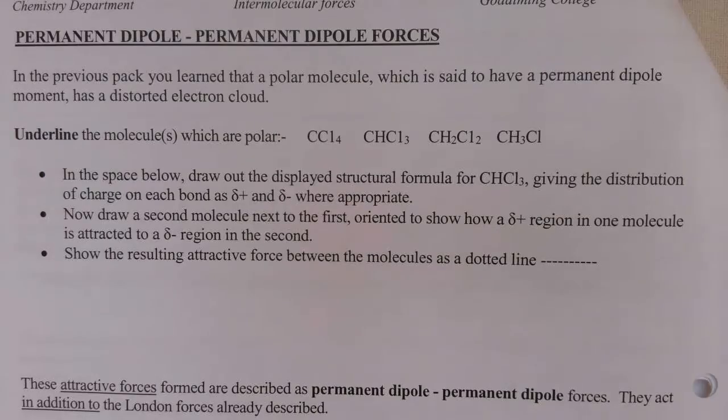So in the first of these videos, we looked at the London forces, otherwise known as instantaneous induced dipole forces, and we said those dipoles were temporary. In this video, we're going to be looking at permanent dipole forces. That's forces that are in addition to the London forces, but are permanently there due to the difference in the electronegativities. So in the previous pack, we looked at polar molecules, and we said that a polar molecule is said to have a permanent dipole moment and a distorted electron cloud.